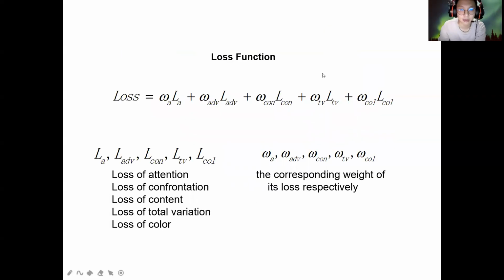Of course, we have the loss function. This loss function means the max-min of our network. We can see the formula, and for the parameter in the formula, LA means loss of attention, and we can see it's the same as the other parameters in this formula, and this one also explains the other parameters in this formula. Okay, let's move on.